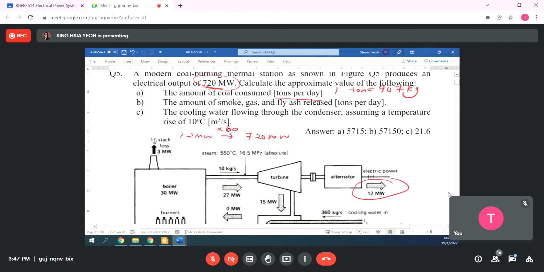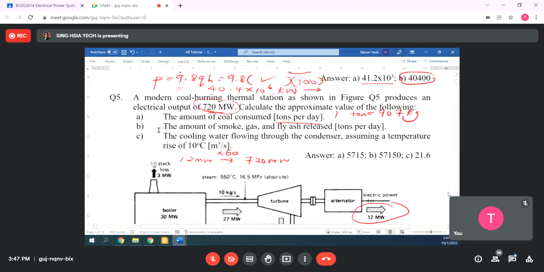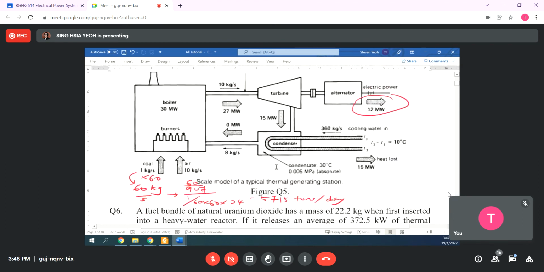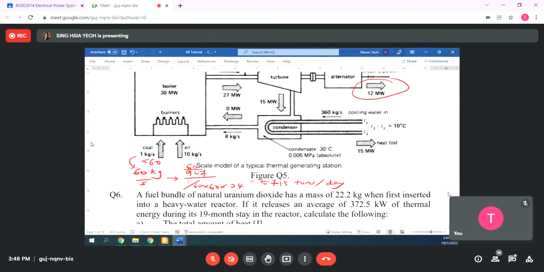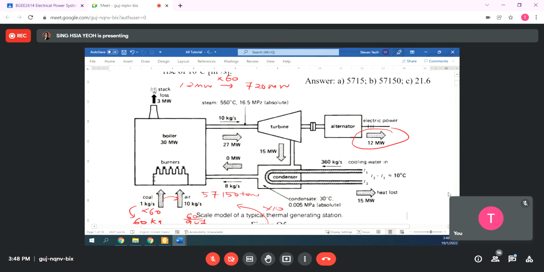Question 5B: the amount of smoke gas fly ash released, in tons per day. So it's actually like this. 1 kg of coal will produce 10 kg, so this one needs to be times 10 in order to have 17150 tons. Then they burn and then they release. So the answer is actually like this.